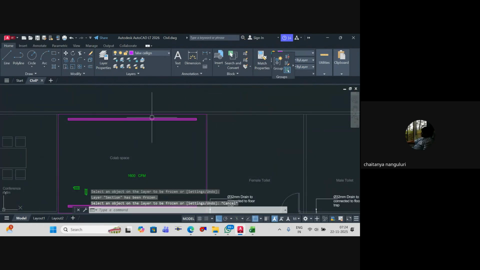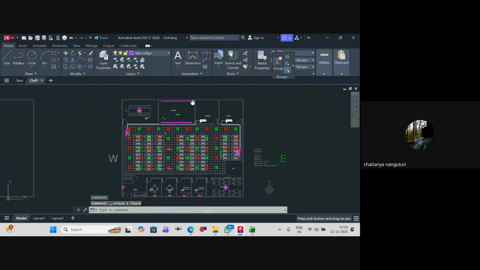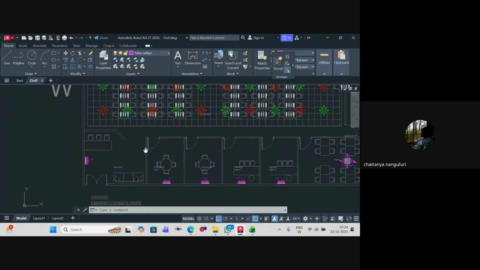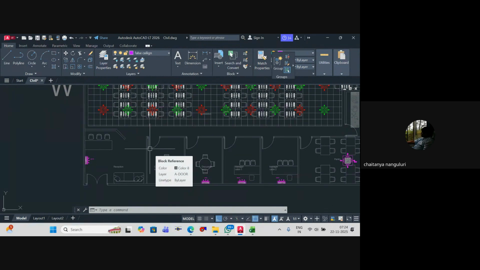So now we have to work on the detectors. First we'll place the detectors, then we'll work on the MCPs, then on the location of the fire alarm panel, and finally on the wiring part.